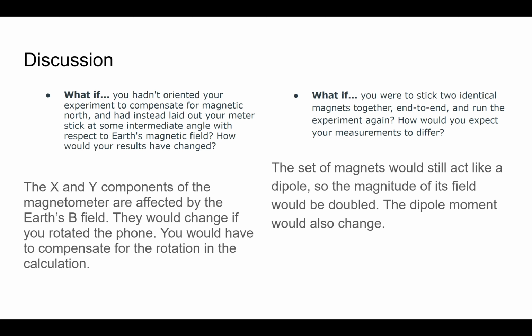Now, if you change the angle of the phone, the Earth produces a different B field depending on the rotation of the phone. It doesn't produce a different Z value, it stays mostly the same, but the X and Y values will change. So you have to compensate for that in the calculation.